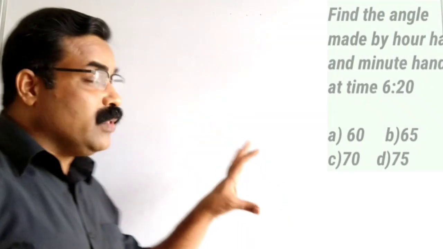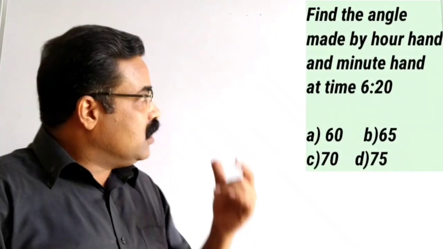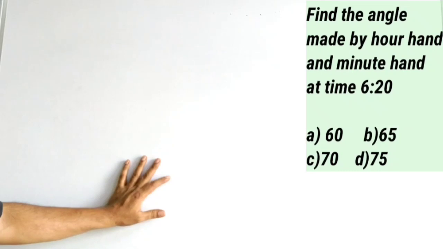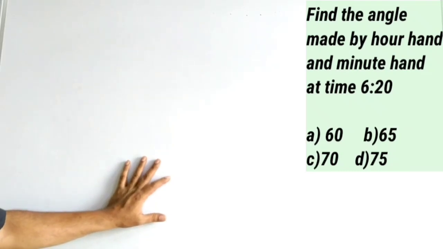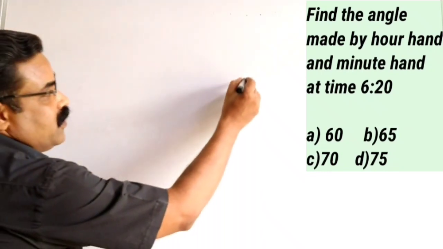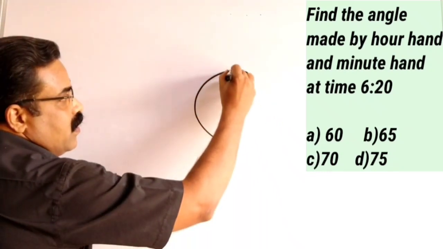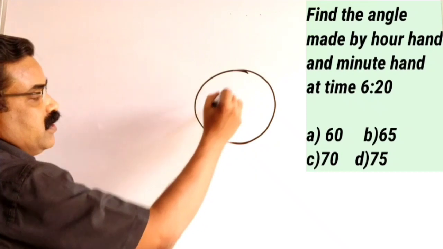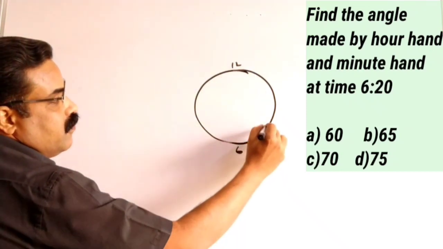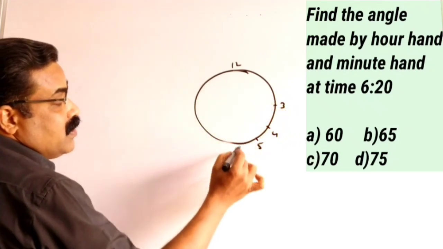Okay, so let us go to the next question. This question will give you the complete concept. So here is your question. Find the angle made by hour hand and minute hand at time 6:20. So let us write that first. Okay, so this is 6, 12, 5, 4, 3, 6:20.